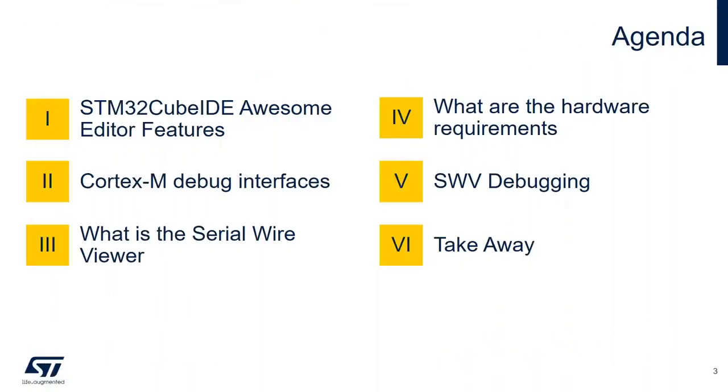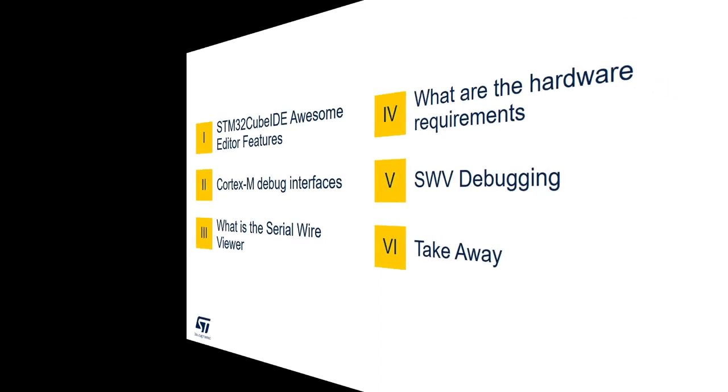This is our agenda. We are going to start covering the awesome features that we have for the editor on the Q/D. Then we're going to cover a little bit about how the debug interfaces are offered throughout all the Cortex-M series. And then we're diving a little bit into what the serial wire viewer is, what the hardware requirements are, and then of course the actual debug session using the serial wire viewer.